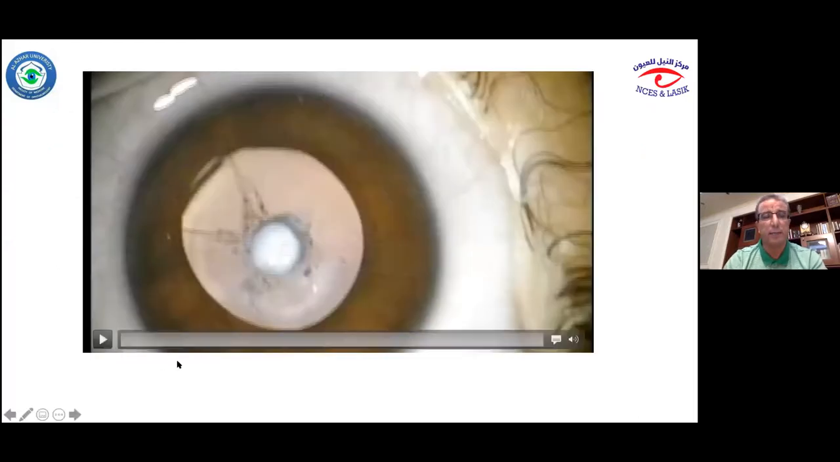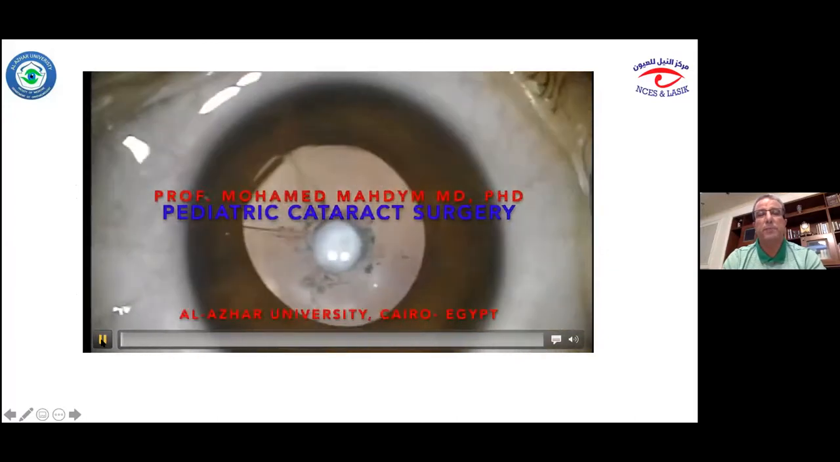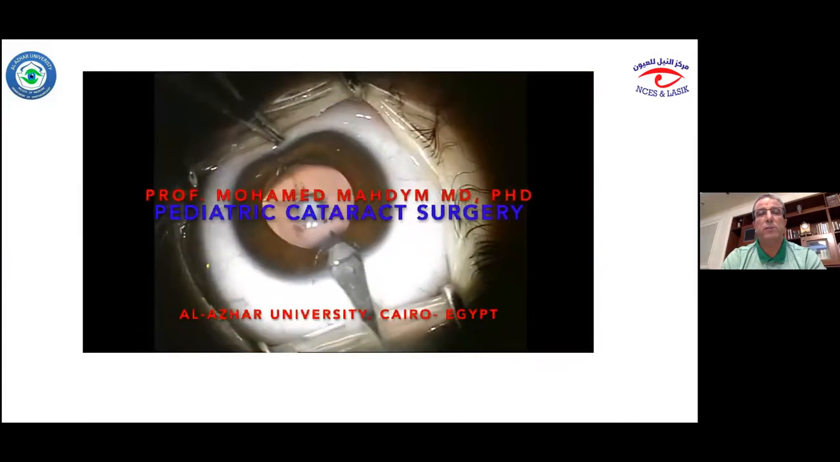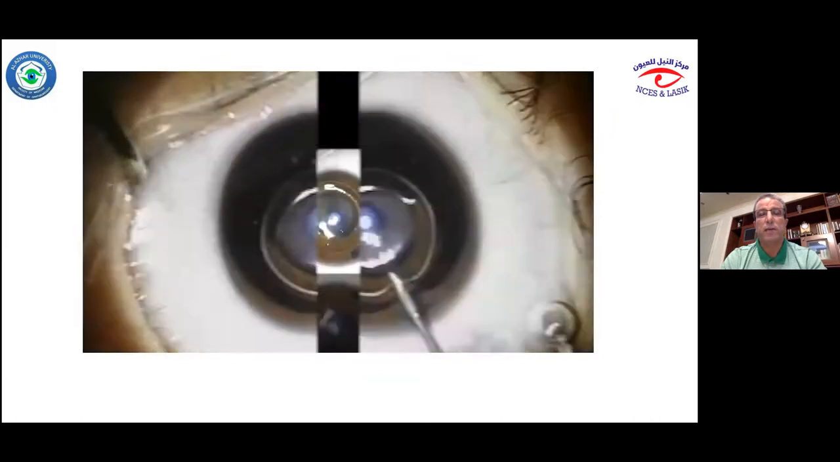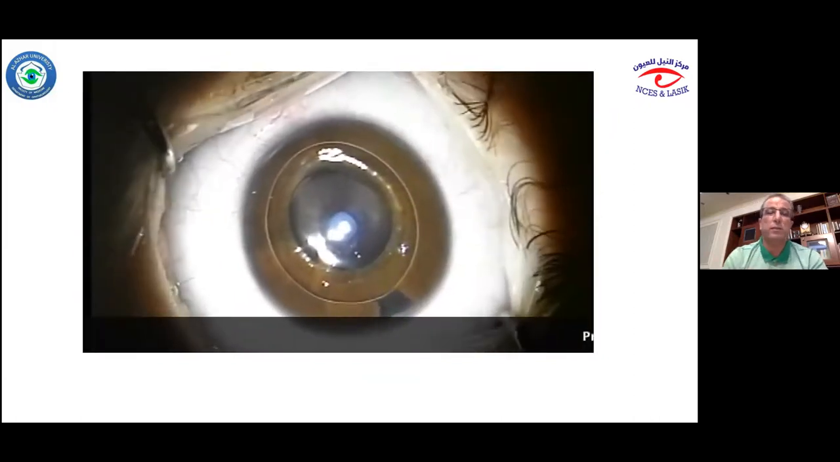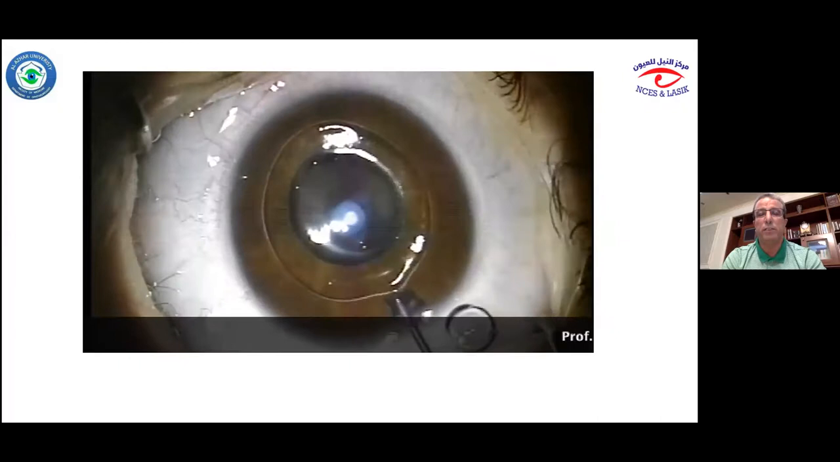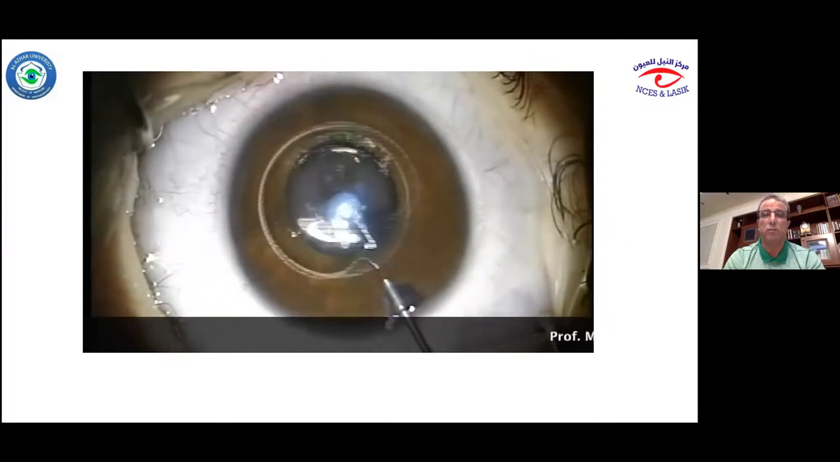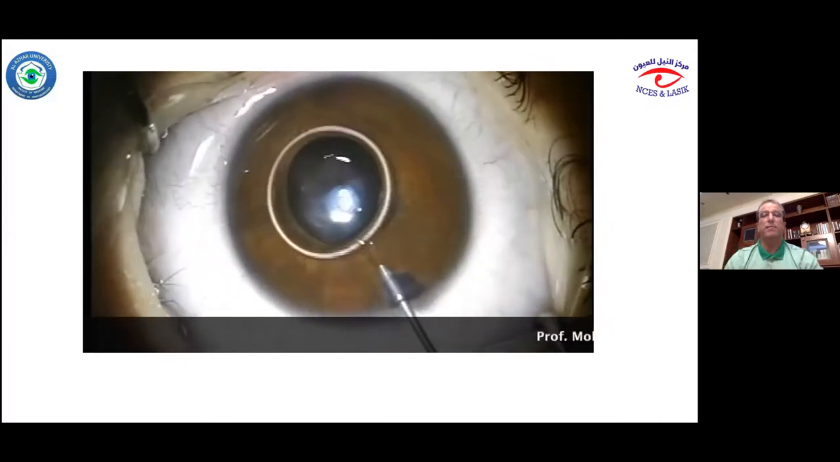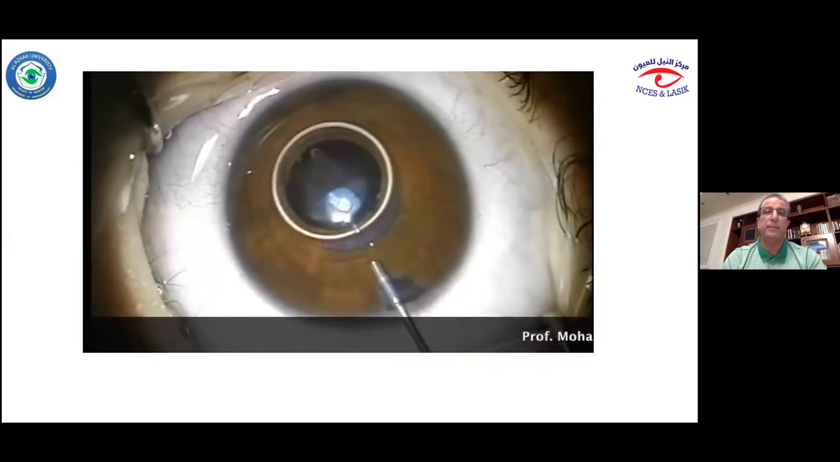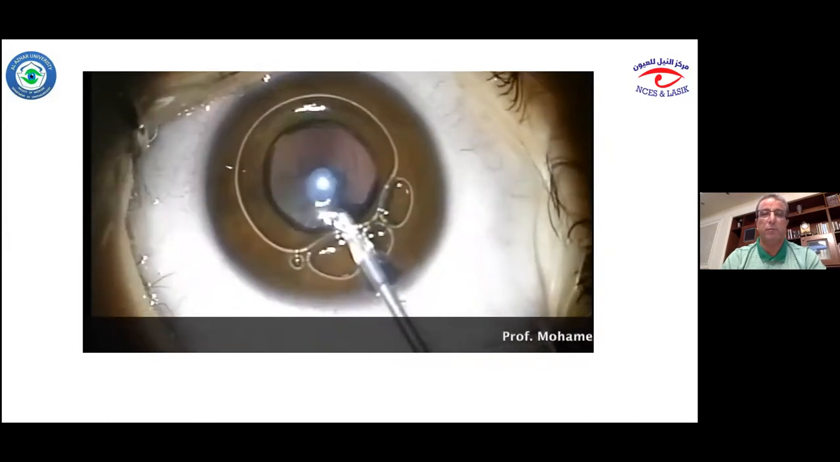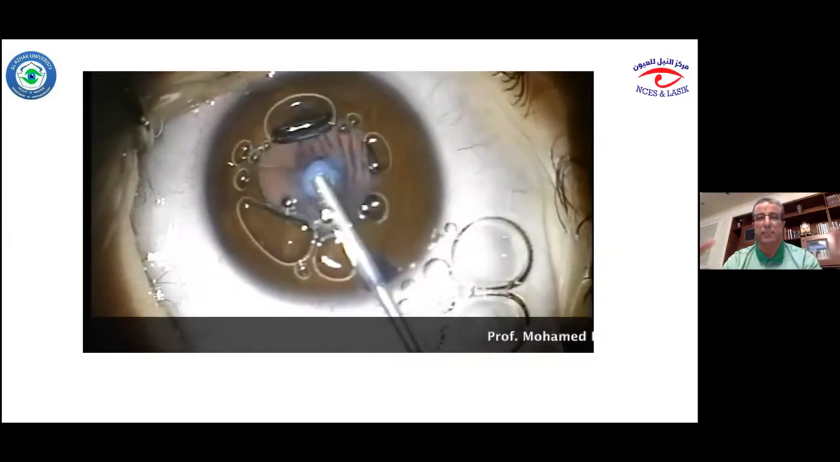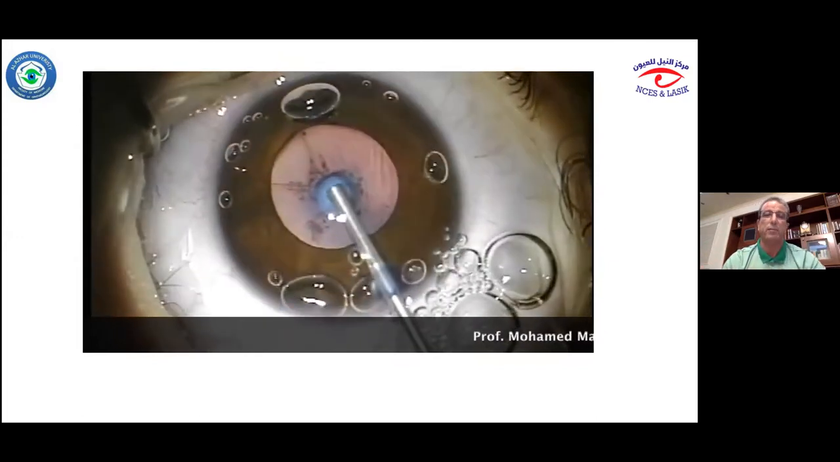Here is the case I'm going to present. I will start it now. As you see in the video, the eye is soft. I'm going to make a small entry into the anterior chamber in order not to give the viscoelastic a chance to escape. Then I stain the capsule with trypan blue, and you can see that the pupil is zooming in and out during surgery.